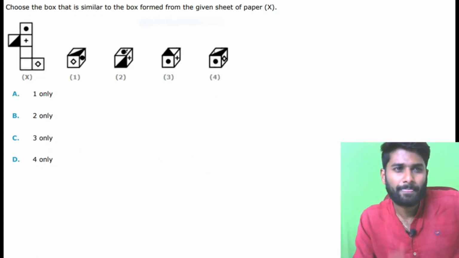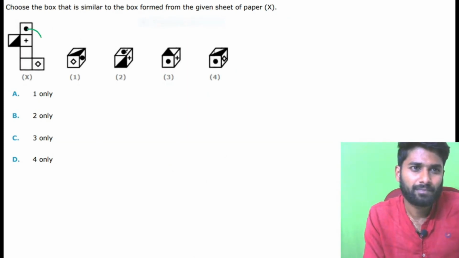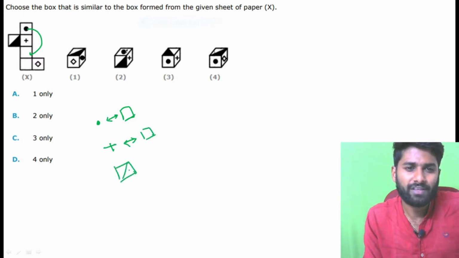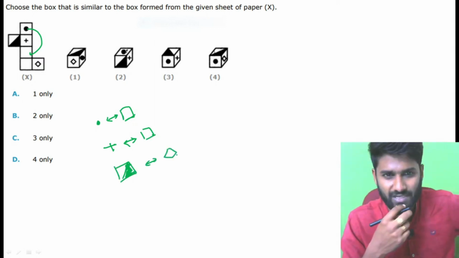For this question, see, the circle is opposite to the empty box. Now plus is again opposite to the empty box. Now the shaded one is opposite to the inverted square. So this is the entire parameter.